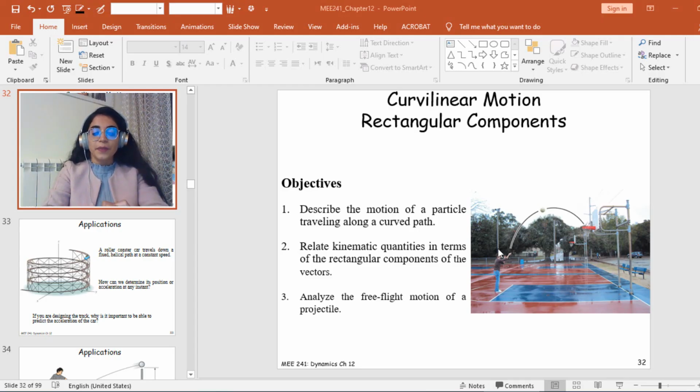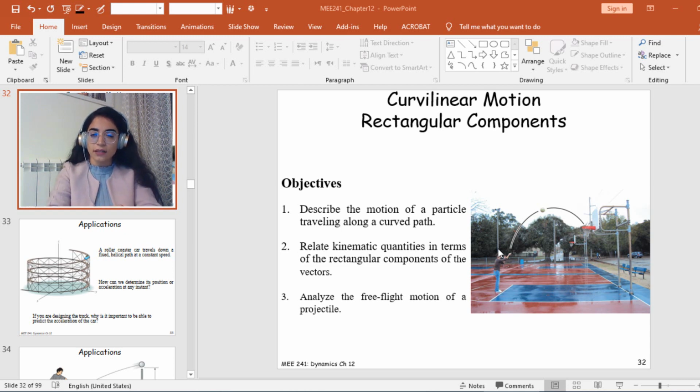Welcome back, guys. So far, we explored the rectilinear kinematics. Rectilinear means that the path is a straight line. And we said that if the path is a straight line, I can describe this path using S, and I can find what is V as ds over dt, what is A as dv over dt.